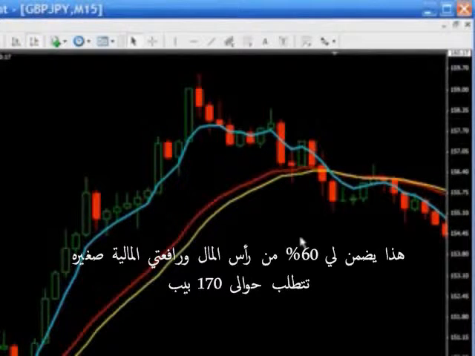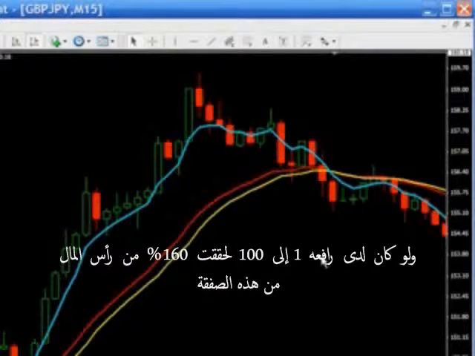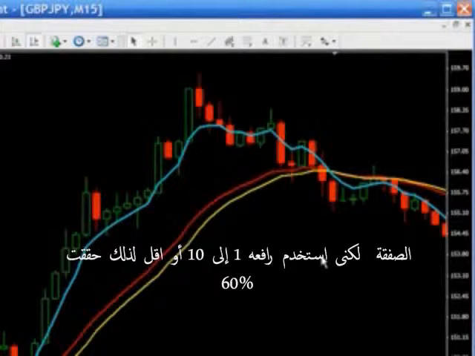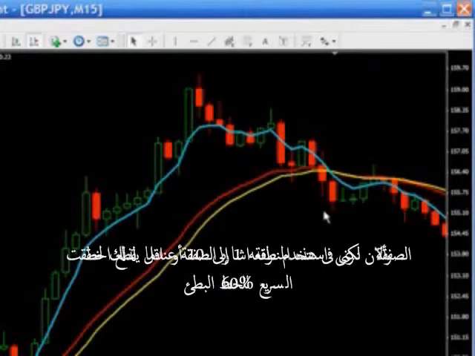Now, my leverage was actually pretty small. It equated to about 170 pips, which, if you go at 100 to 1 leverage, I could have made about 160% on this trade. But I usually only trade about 10 to 1 leverage or less, and therefore only made 16%.